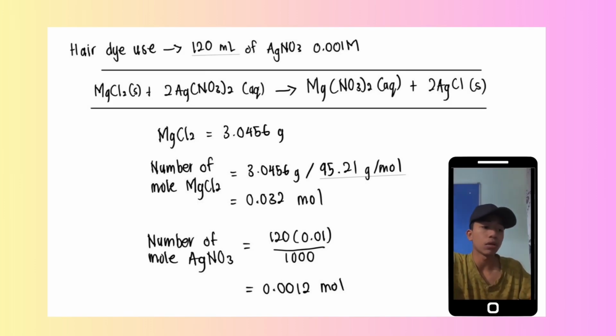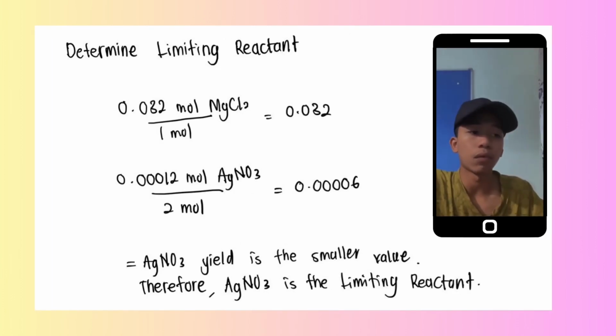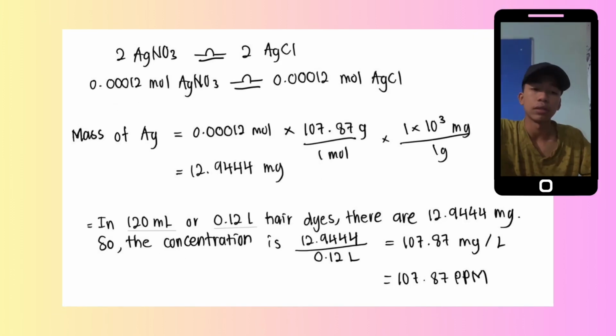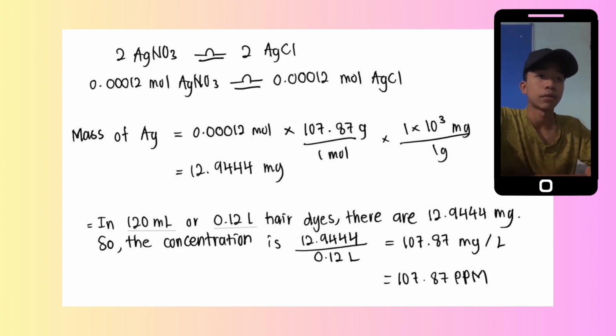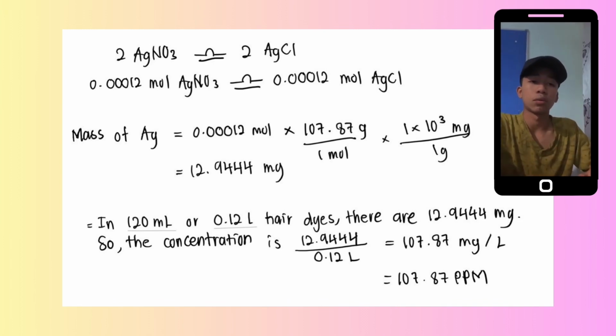After we found the mole, we can determine the limiting reactant by finding the smaller value of yield. We know the silver nitrate is the limiting reactant. After that, we compare silver nitrate with silver chloride, and we can find the mass of silver, and we got 12.9444 milligram.